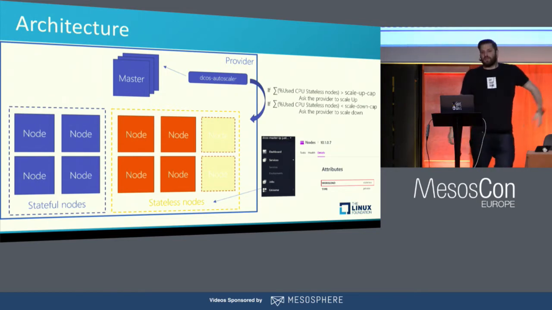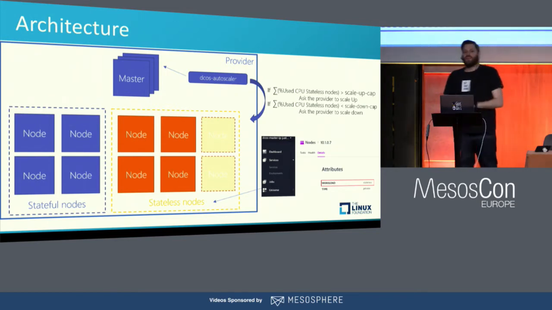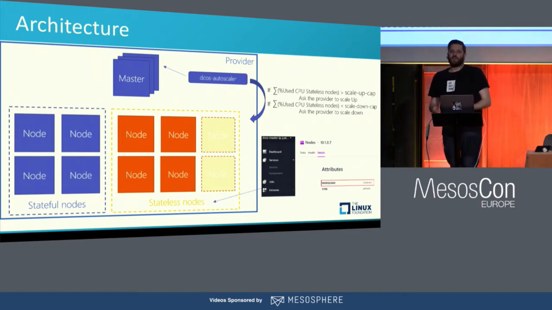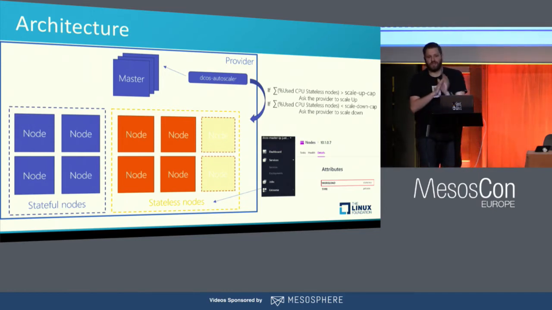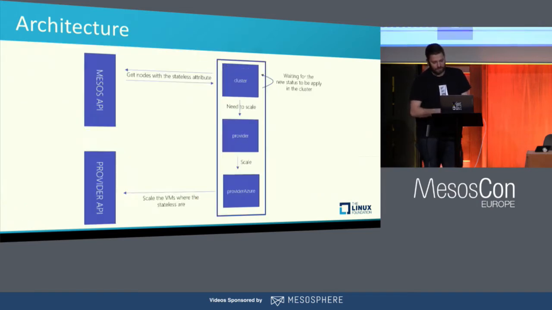Why the constraint? When I'm doing the math in terms of CPU consumption, I want to do that only on the stateless ones, right? We don't want to play with the stateful right now. So on the code, this is how it works. It's really, really straightforward again. It's kind of shitty code, but it works.